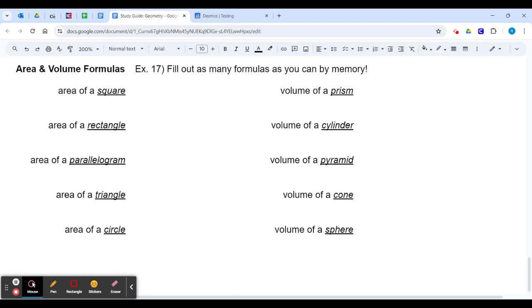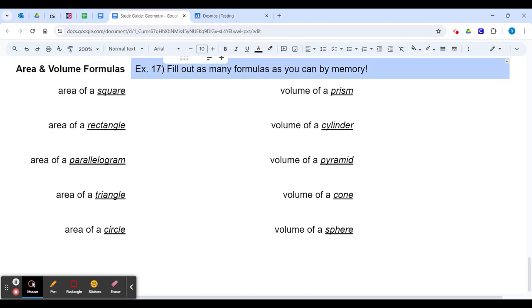All right, lastly, I want you to pause your screen and then fill out as many formulas as you can by memory, because these will just help us working with our various geometry problems. Once you've given that a go, unpause your screen. I'm going to write them out, and you can check your work.